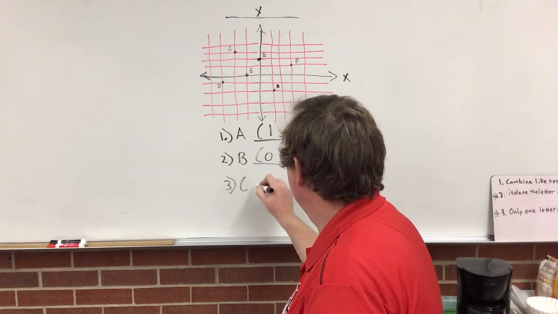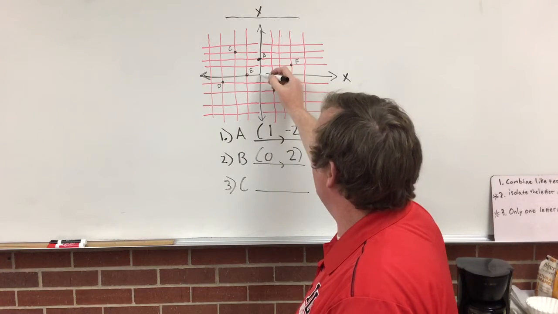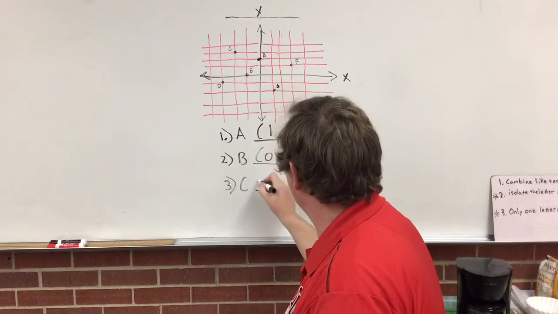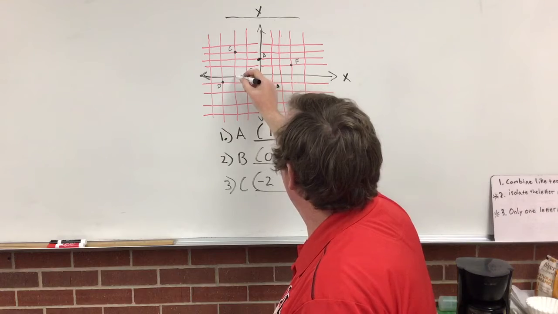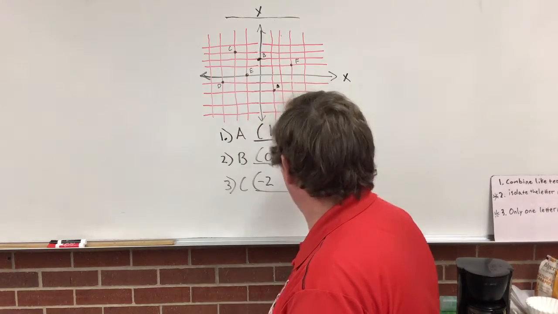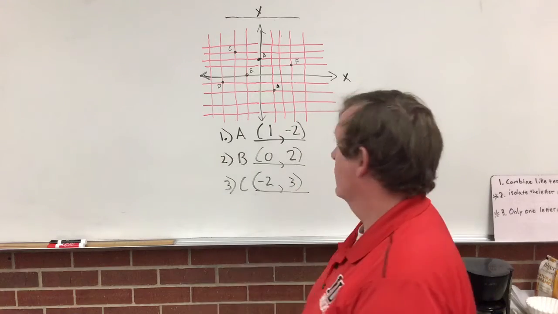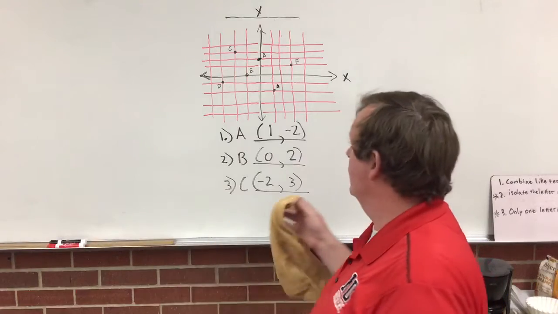Number 3, C. Left or right first? Go to the left this time. 1, 2. That means my first part is a negative 2. Now I go up, which is positive. 1, 2, 3. Okay? I did the first 3. I'm not going to do the rest of them. You guys kind of understand how to do the rest of that.